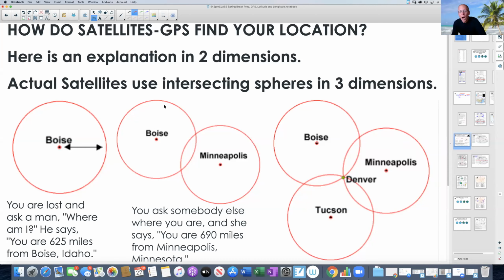Anyway, seven hours. I'm going to give you three satellites today. The first satellite's name is Boise. The second satellite's name is Minneapolis. And the third satellite's name is going to be Tucson.